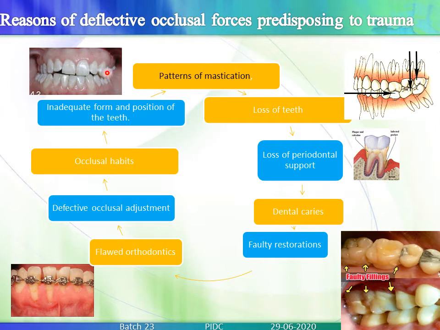For example, this person is a unilateral chewer, so there is more force acting on this side compared to this side. This could result in deflective occlusal forces.